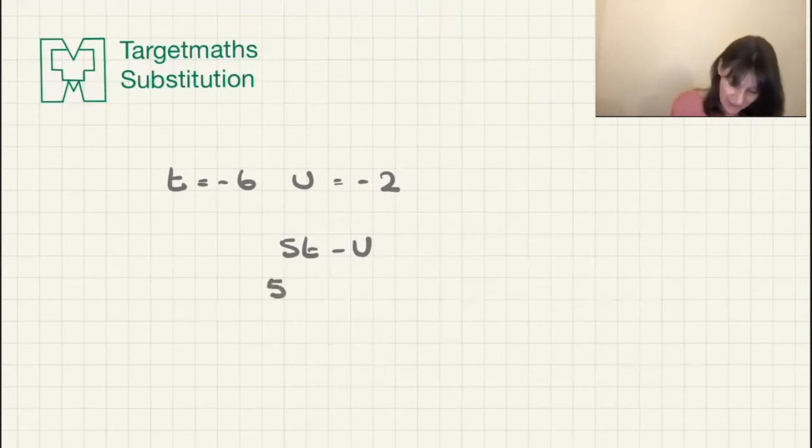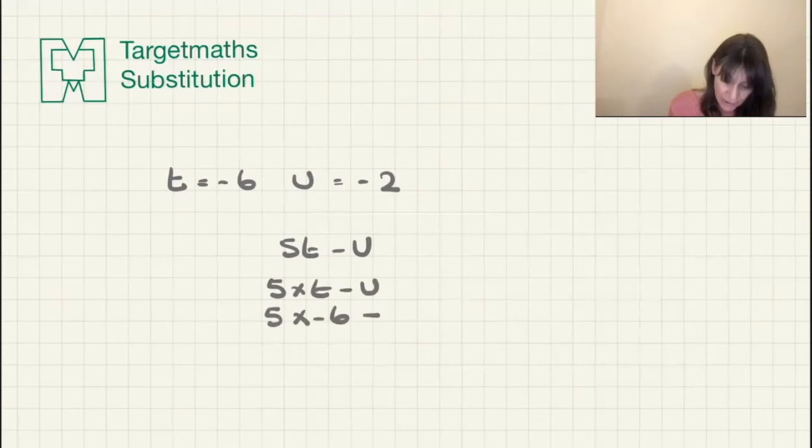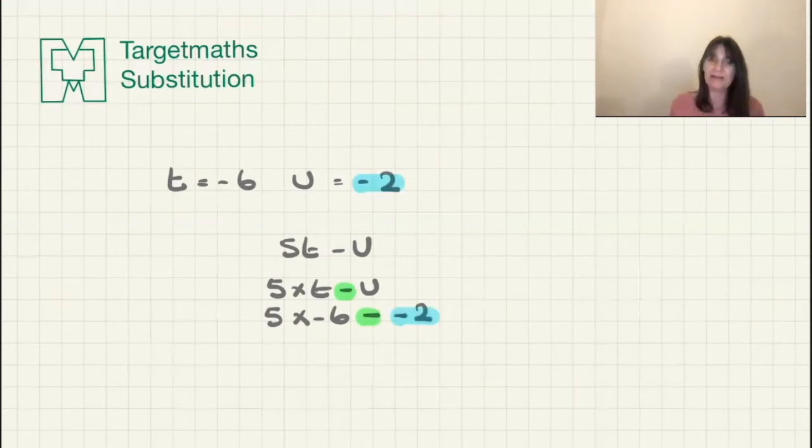Okay, I'm looking at 5 times t minus u, which means 5 times minus 6 minus u, and u is minus 2. And that is really common not to write that negative down, because you can see a negative there. You think you've already done it, but you haven't. That's, and I'm going to really point this out because it's the most common thing I see. That minus is there, and that minus has come from the minus 2. All right. Okay.